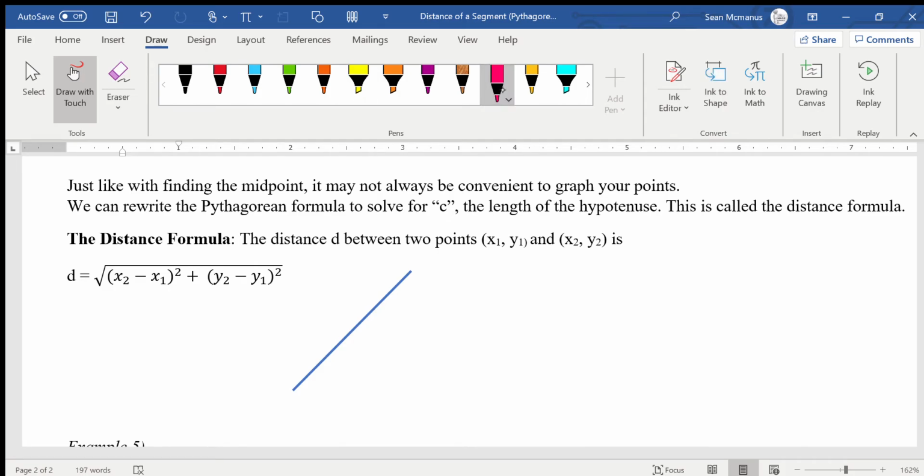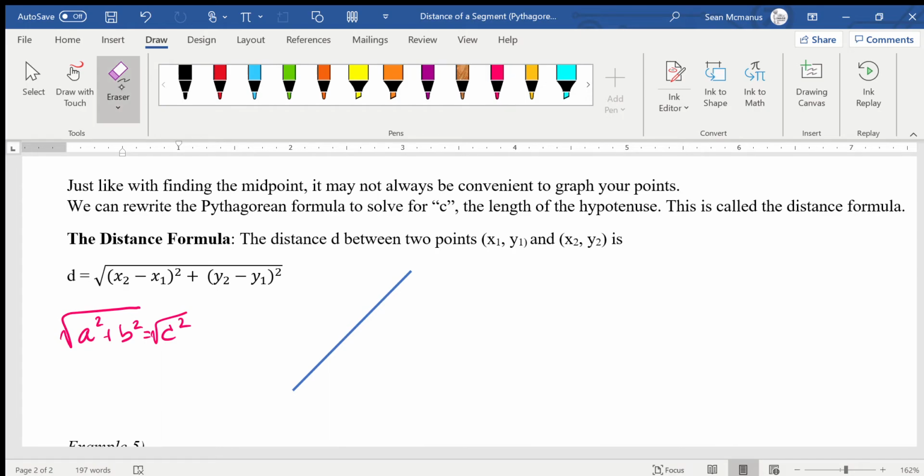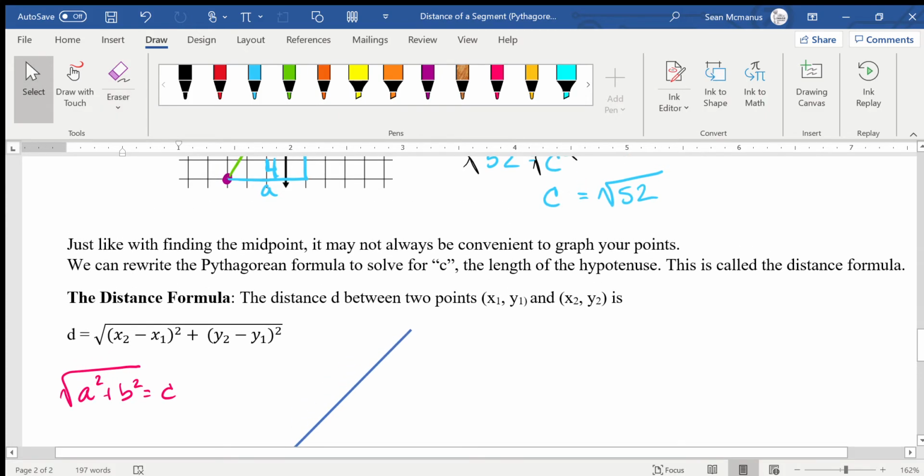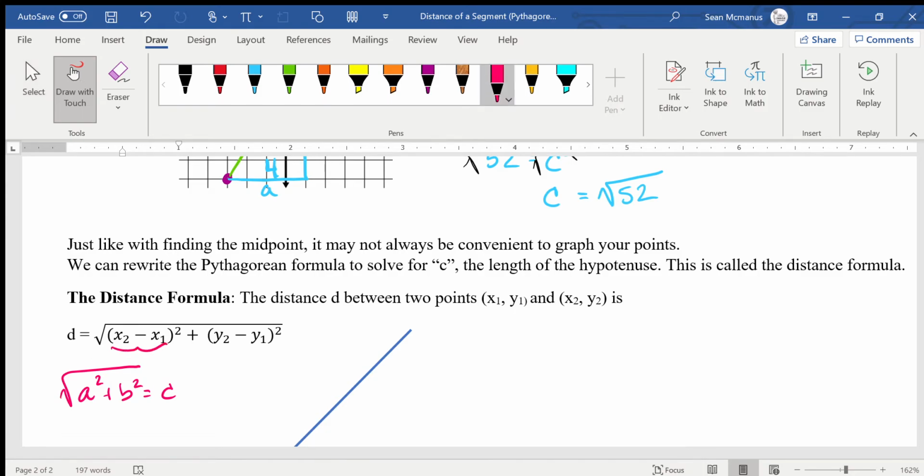When I say rewrite it, if I have A squared plus B squared equals C squared, what I did to get the C by itself was take the square root of both sides at the end. Well, what if I did that at the beginning? I'd have something that looks like this: C, the long side, the distance of that hypotenuse, was the square root of A squared plus B squared. And that's really what this distance formula tells me right here.